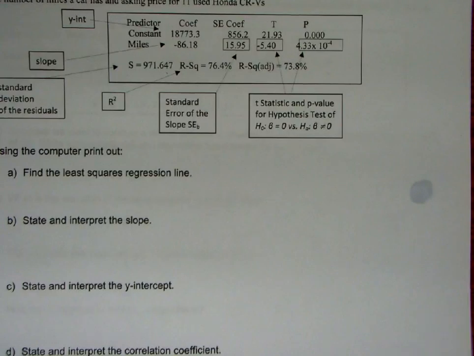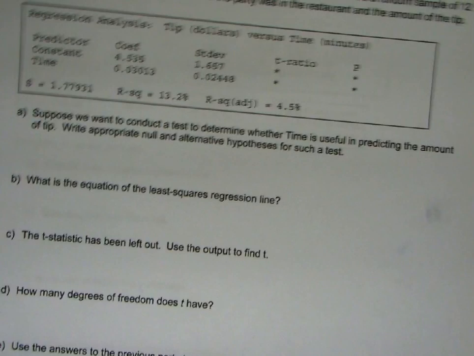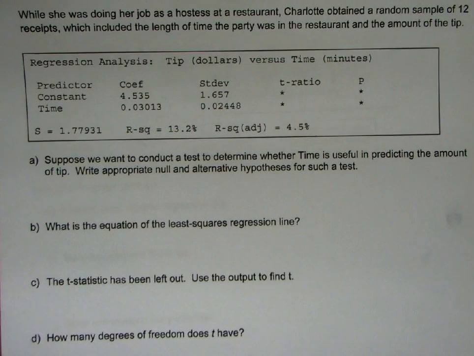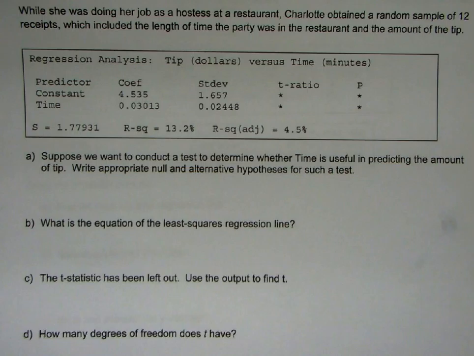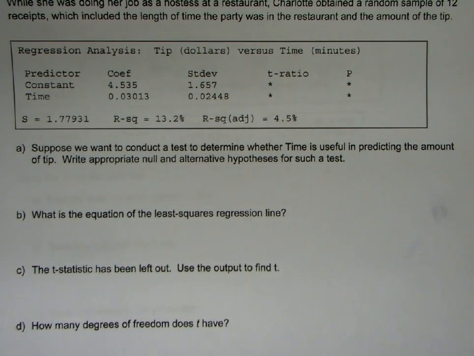Now if you turn it over and go to the next page, this is something that we can expect to see on a quiz, maybe the AP exam. So what does it look like? We want to do a significance test to see if time is useful in predicting tips. So they want you to write the appropriate null and alternative hypothesis.